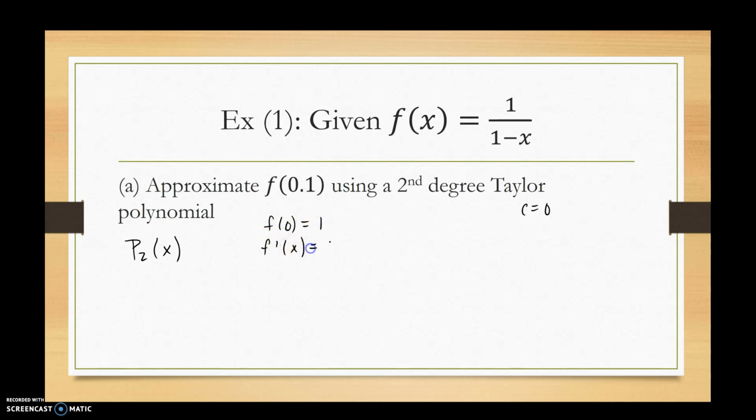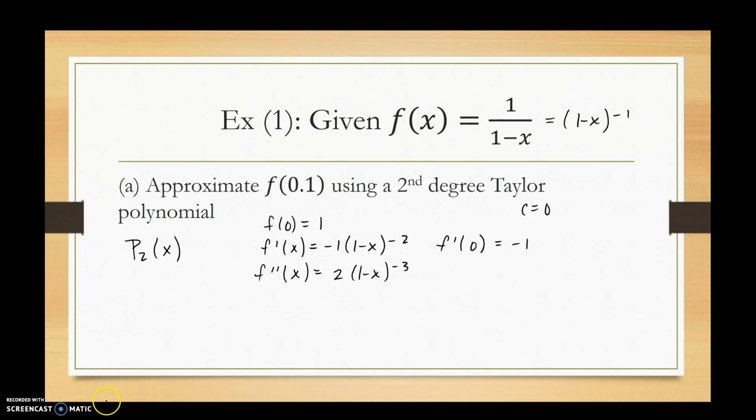The first derivative of the function, so I'll rewrite this as 1 minus x to the -1. So that'd be -1 times 1 minus x to the -2. And the second derivative would be 2 times 1 minus x to the -3. So the first derivative at 0 is -1. Oh, hold on. Forgot my chain rule. Derivative of the inside would be -1. Derivative of the inside here would be -1 as well. Okay, so the derivative at 0 would be +1.